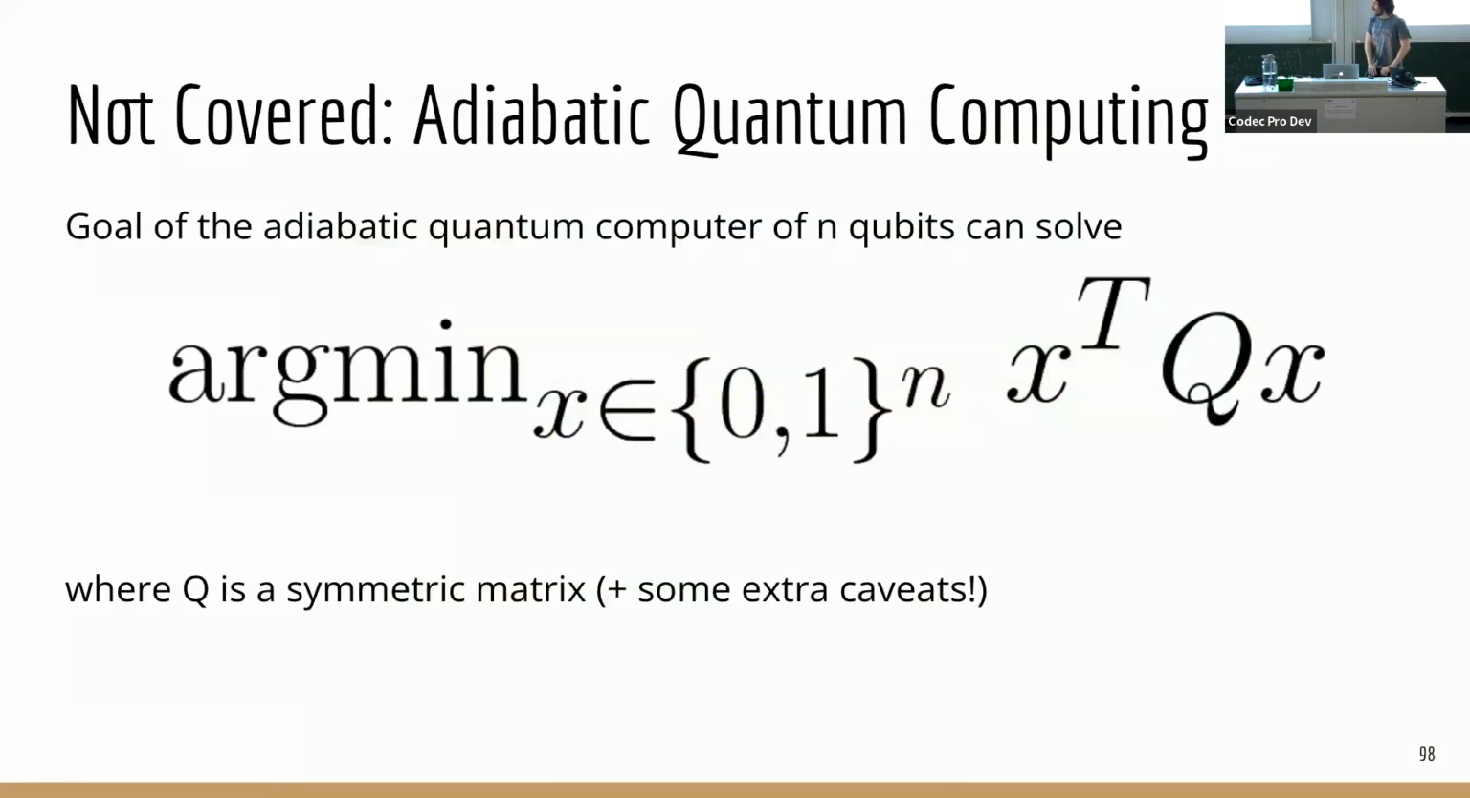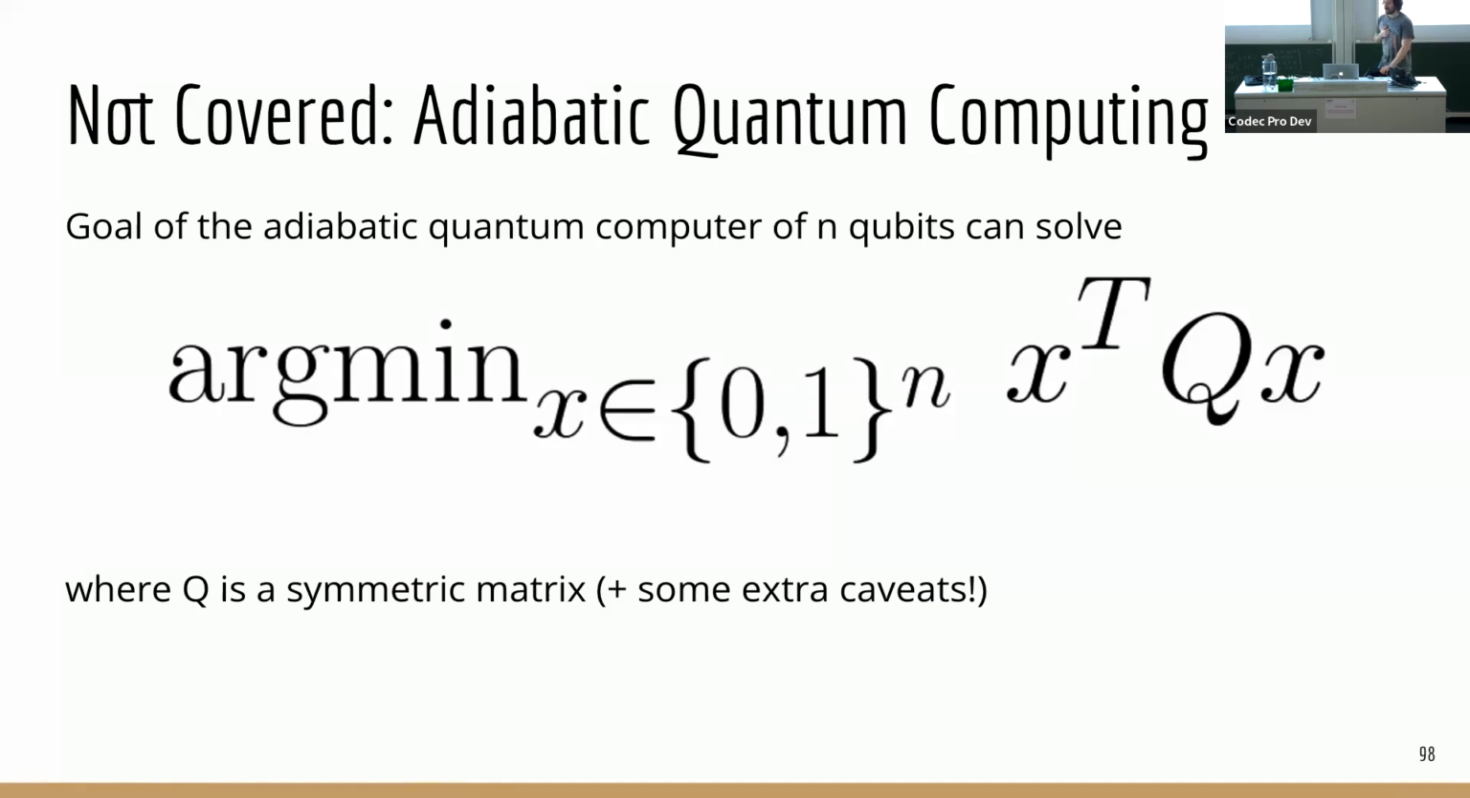So if you recall at the beginning, I said that we were just going to focus on gate-based quantum computing. We've learned quite a lot about quantum circuits, but there are other quantum computing paradigms out there. One such paradigm is the adiabatic quantum computing paradigm. And so this feels like a very different realm entirely.